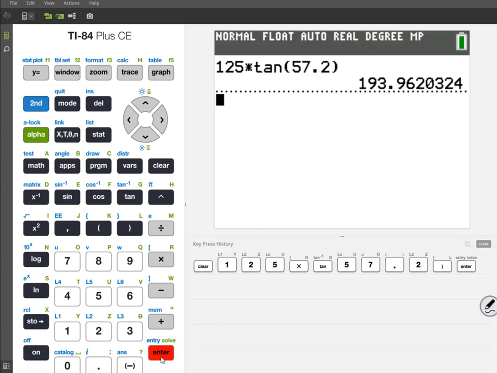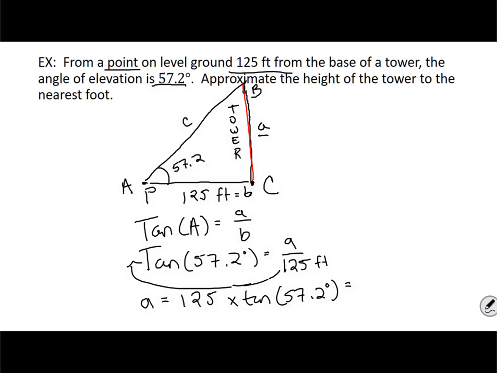So then I hit enter, and I get 193.962. Now this problem wants me to round to the nearest foot. So I'm going to say that my answer is 194, and that'll be feet. So the height of my tower is 194 feet. And you're done.